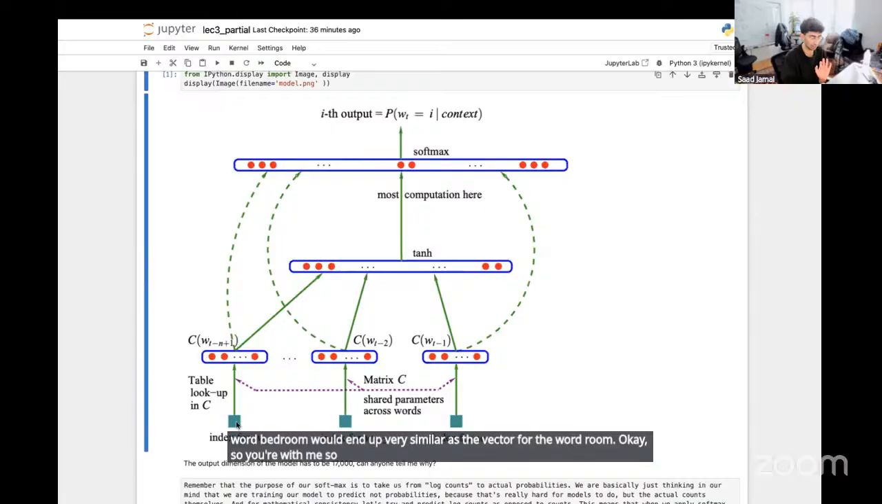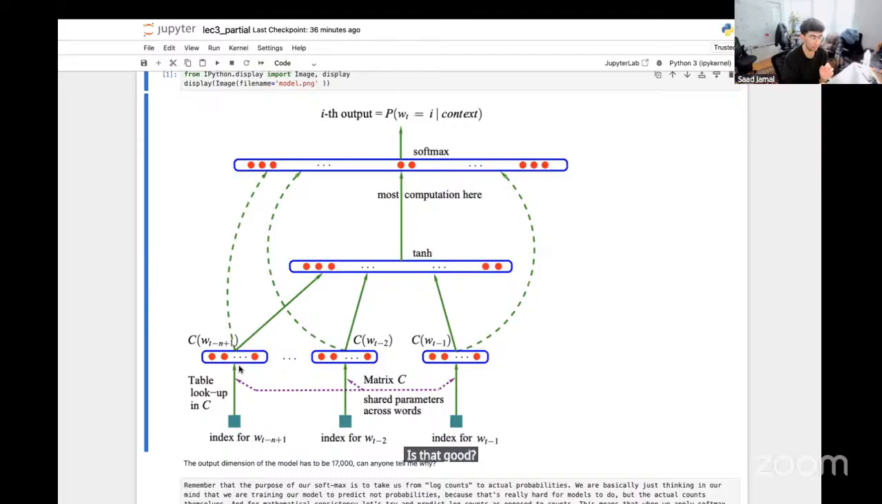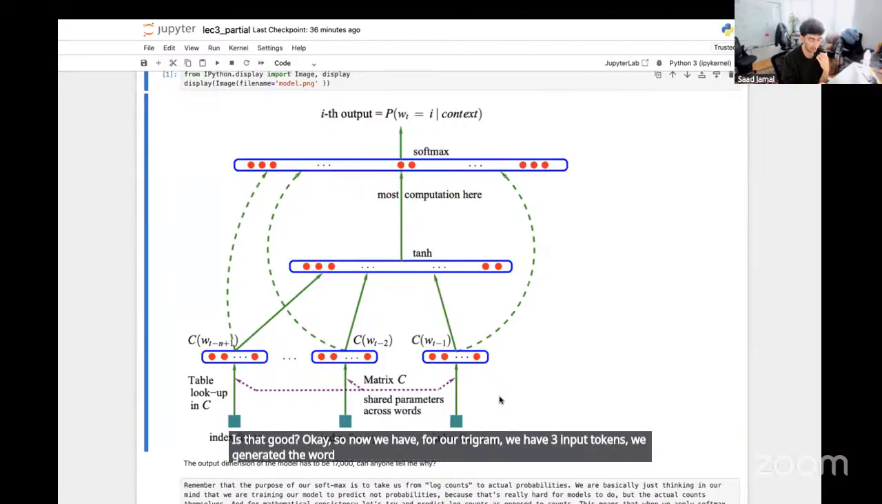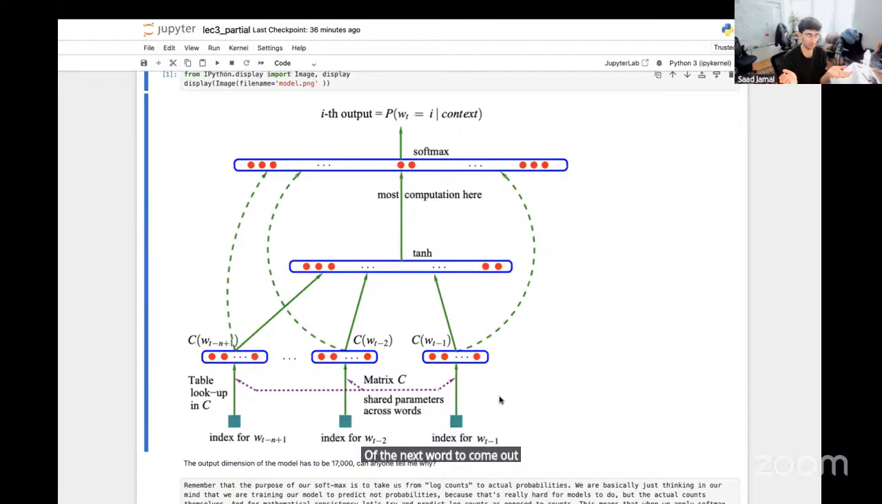The first step, we take a given token, we look up in our lookup table, which in this case is called C, to get our embedding vector. Is that good? Okay, so now for our trigram, we have three input tokens. We generated the word to vector. We have their embedding vectors. We're going to chuck that through a neural network, and we're going to ask it, help me figure out the probability of the next word to come out. Does that make sense? Yeah.